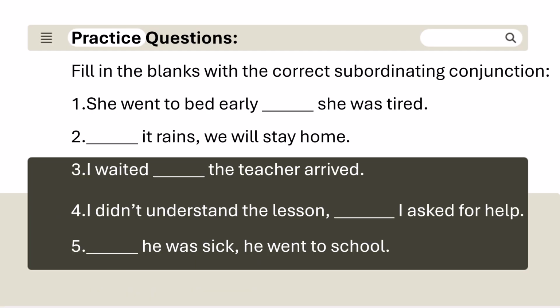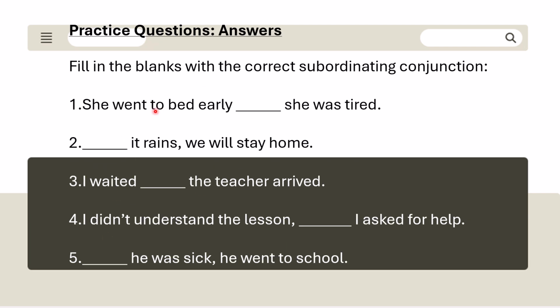Let's have some practice for these questions. Fill in the blanks with the correct subordinating conjunction. So now let's look at this example. She went to bed early, dash, she was tired. So you pause the video and try this exercise and come back and check your answers, whether you're right. Okay, so let's move on and check your answers.